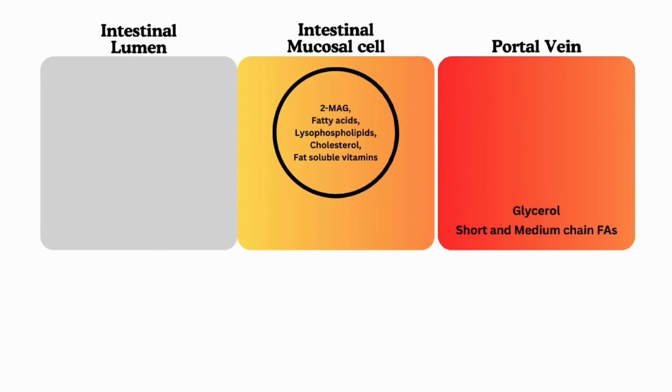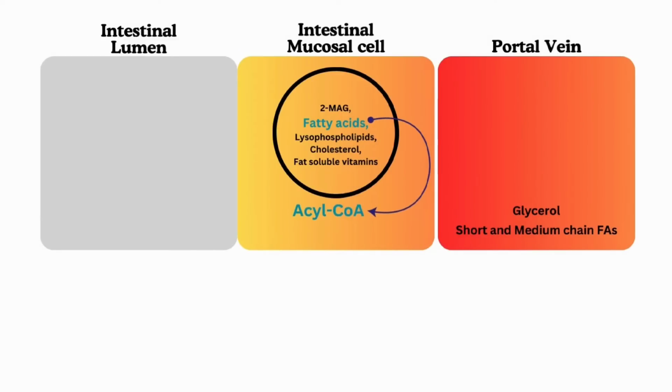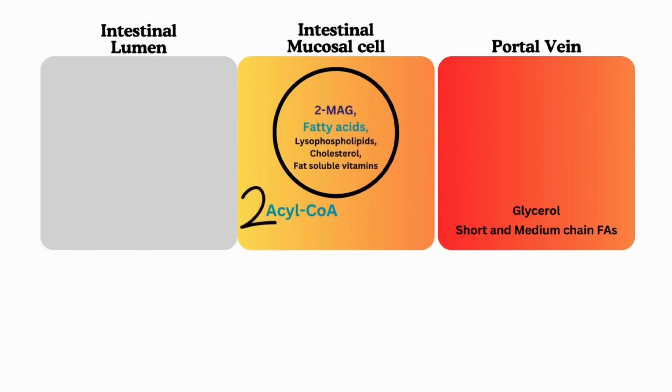Within the intestinal mucosal cell, long-chain fatty acids undergo activation by an enzyme called thiokinase or acyl-CoA synthetase. These long-chain fatty acids are converted to acyl-CoA. This process requires energy in the form of two high-energy phosphate bonds. Two molecules of activated fatty acids then combine with 2-monoacyl glycerol to form triacyl glycerol.